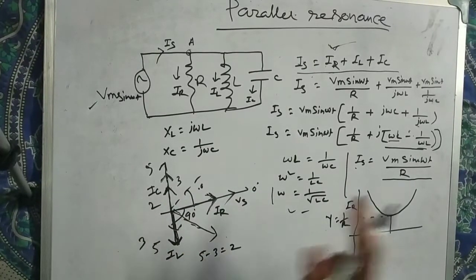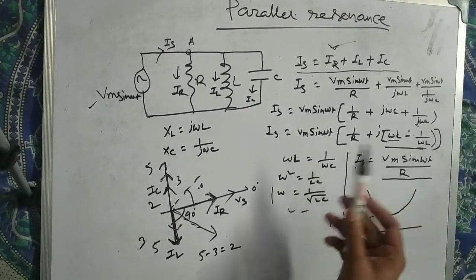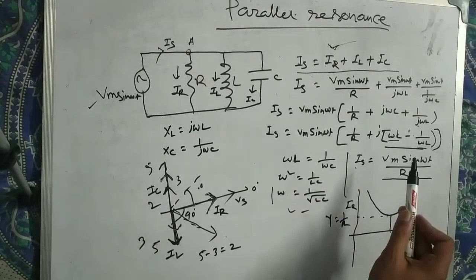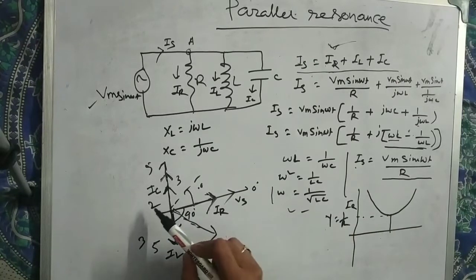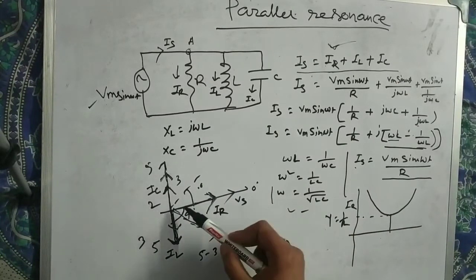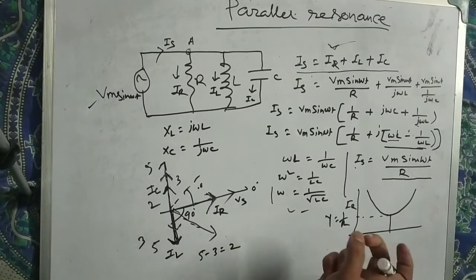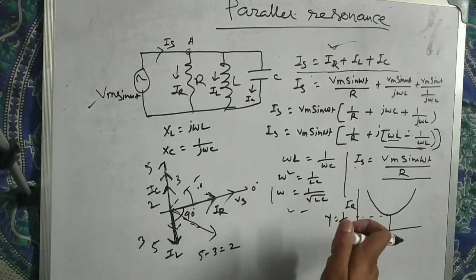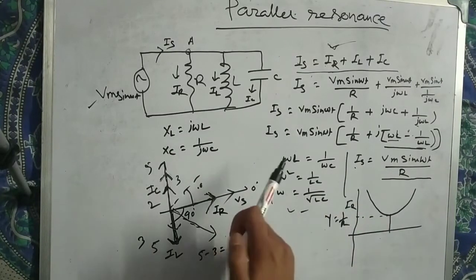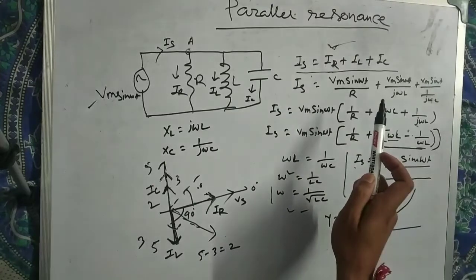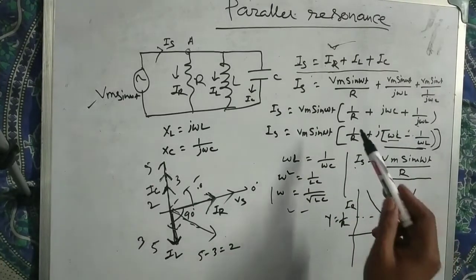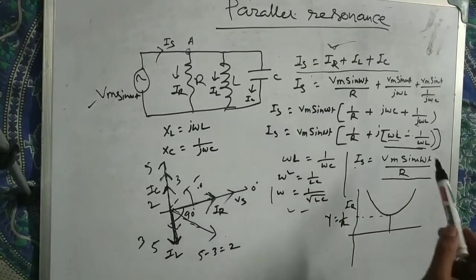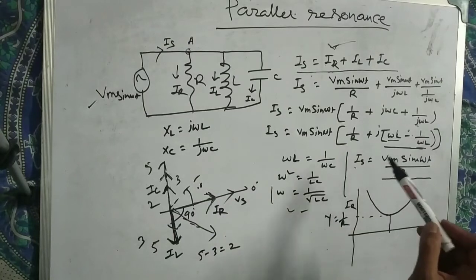So at any frequency other than the resonance frequency, we will be getting a lagging current or a leading current. And we have to also remember, at resonance frequency we will be getting the least amount of current. So at resonance condition, the impedance of the circuit is maximum.